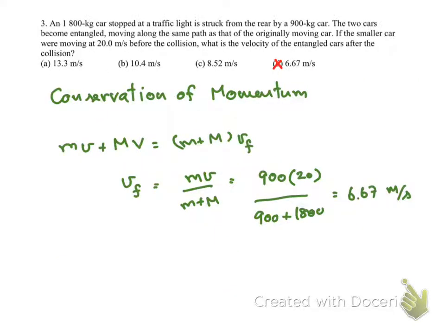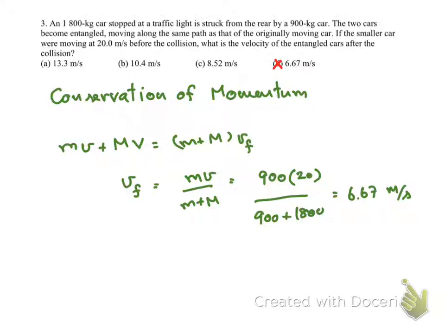Question number 3. A 1,800 kilogram car stopped at the traffic light is struck from the rear by a 900 kilogram car. The two cars become entangled, moving along the same path as that of the original moving car. If the smaller car was moving at 20 meters per second before the collision, what is the velocity of the entangled car after the collision?